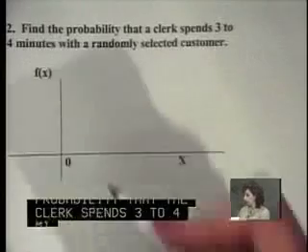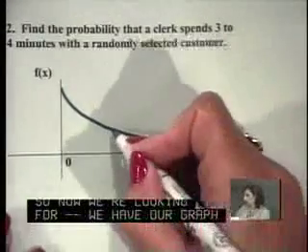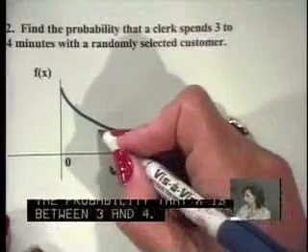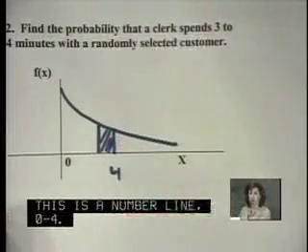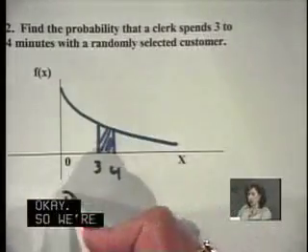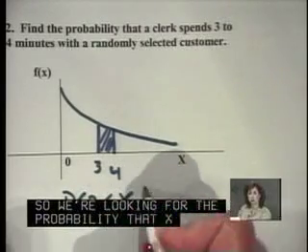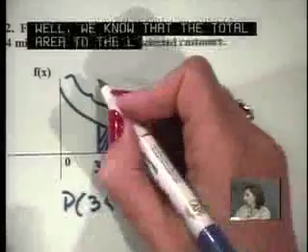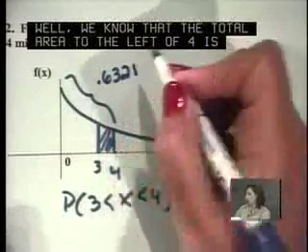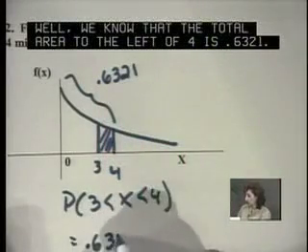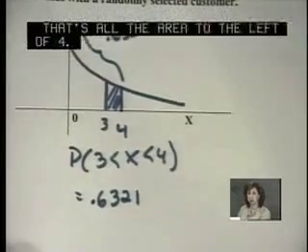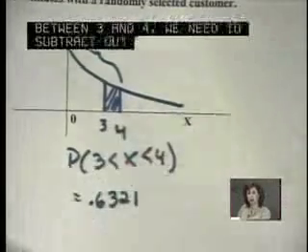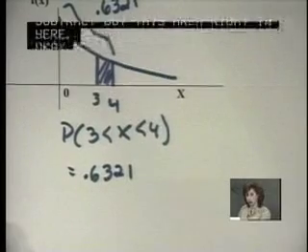So now we have our graph again, and we're looking for the probability that x is between 3 and 4. This is a number line, 0, 4, so 3 would be right here. Okay, so we're looking for the probability that x is between 3 and 4. Well, we know that the total area to the left of 4 is 0.6321. That's all the area to the left of 4. So if we want to find the area between 3 and 4, we need to subtract out this area right in here.